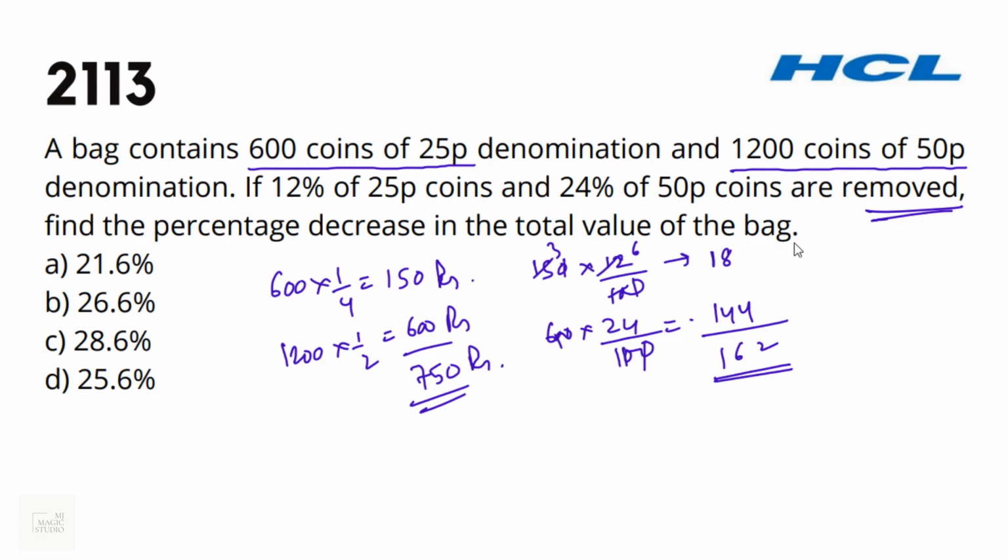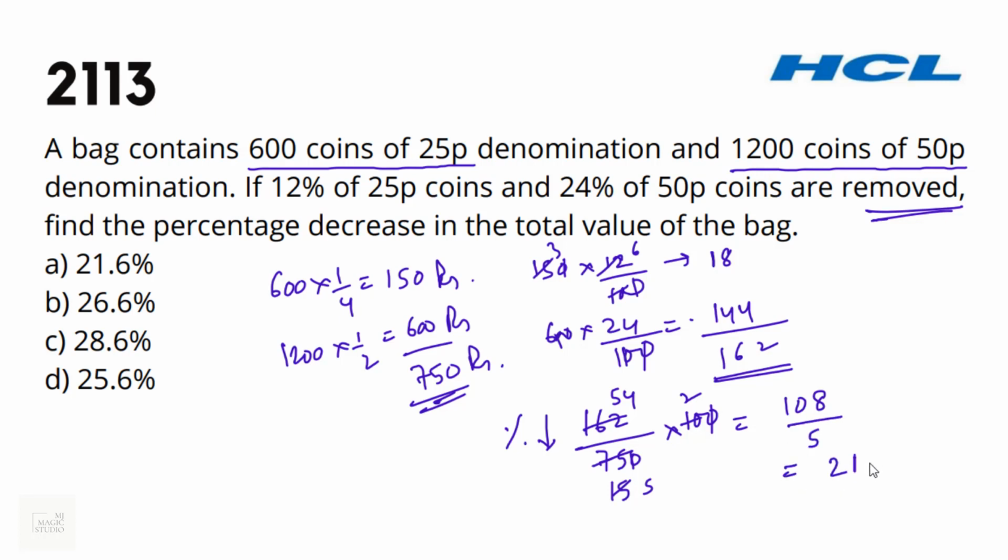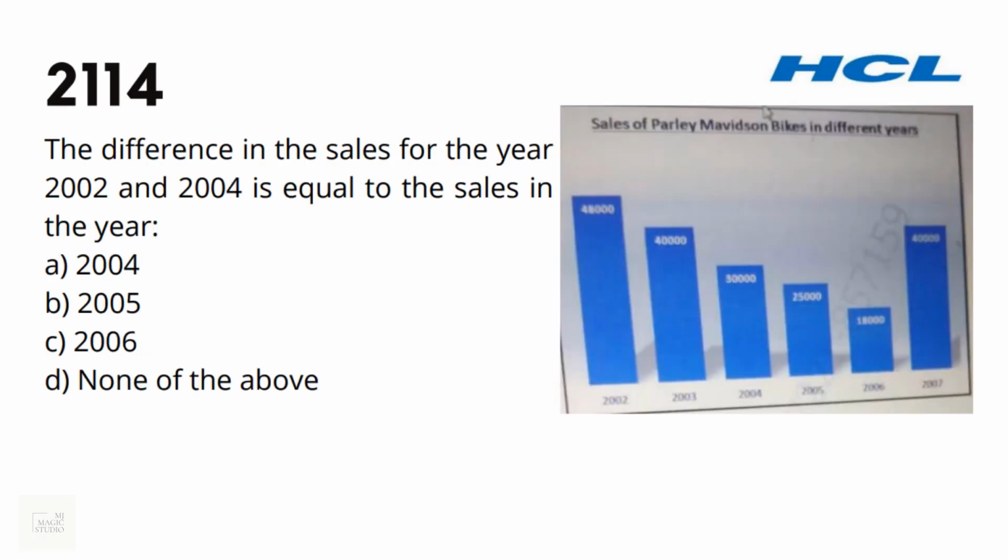Find the percentage decrease in the total value of the bag. Percentage decrease would be 162 based on 750. So percentage decrease is 162 by 750 into 100. So that is 810 by 5, 21.6. 21.6% is the percentage decrease. That is option A.